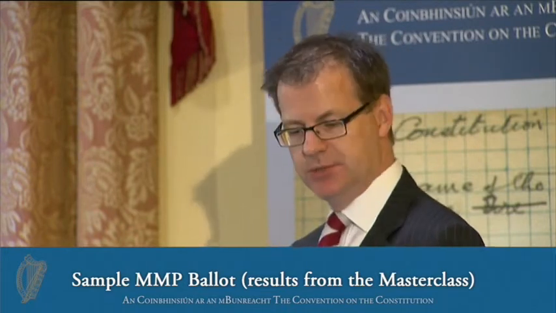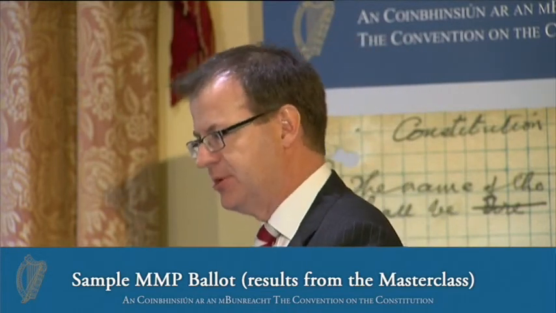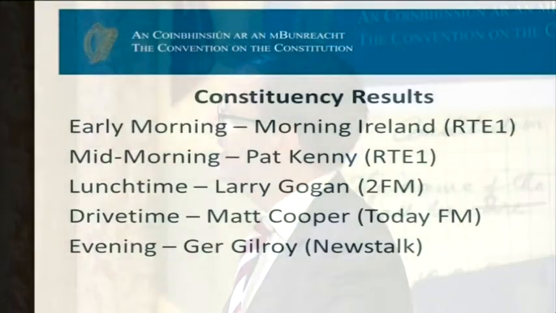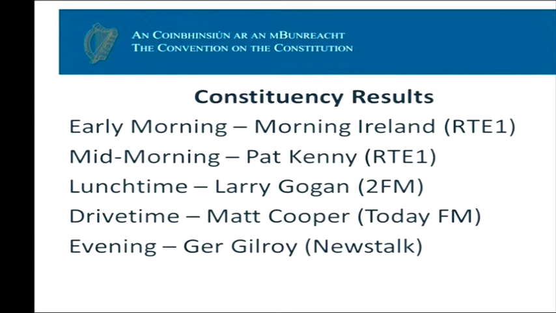In each of those, we gave out ballot papers, and it was first past the post. As David said the last time, we had 5 constituencies. A number of people voted in different constituencies, and there we go. Morning Ireland topped the poll, or came first by a short margin. It only barely beat Ian Dempsey in the morning. Mid-morning, Pat Kenny just barely beat Ray Darcy.